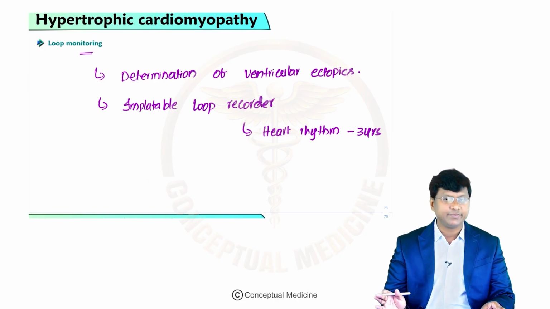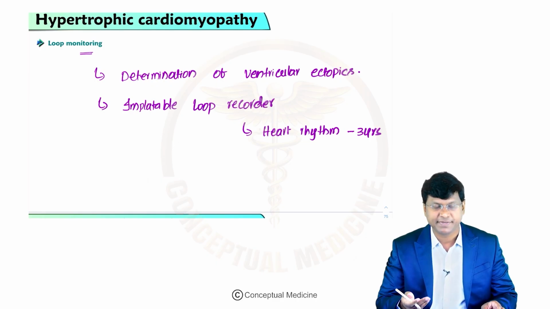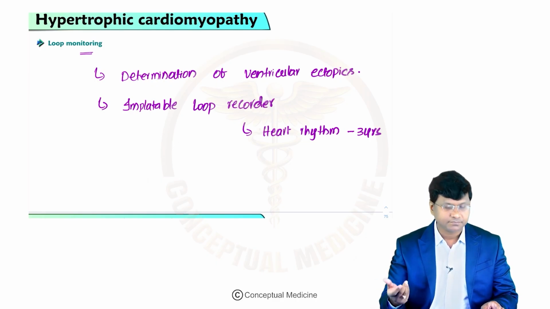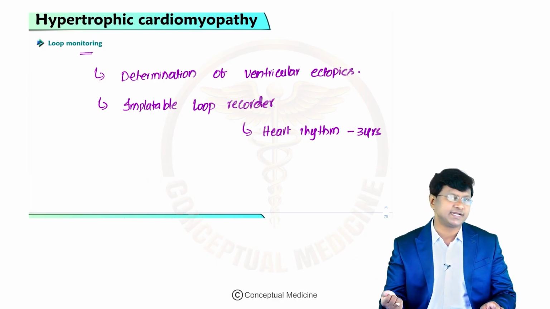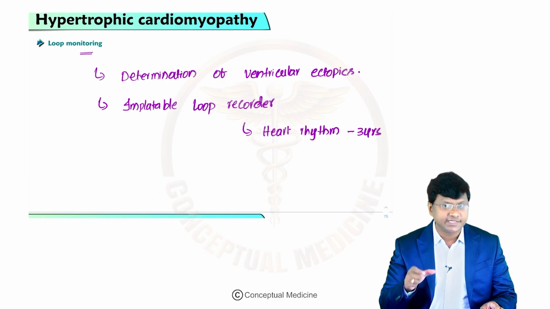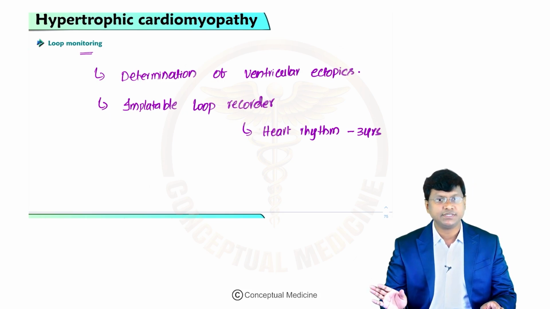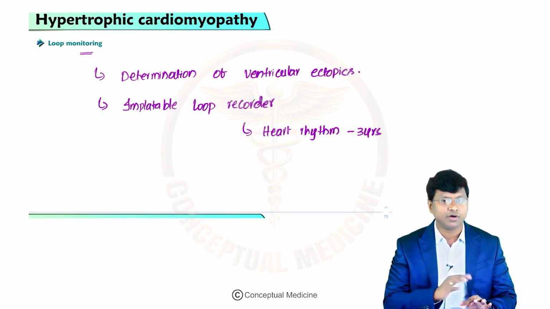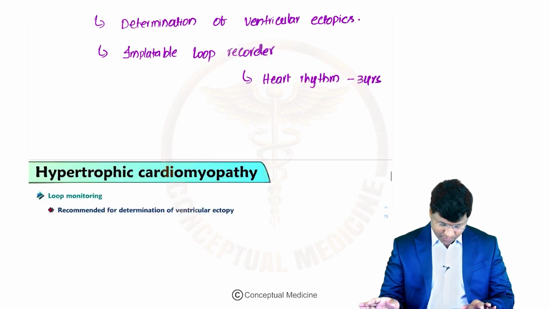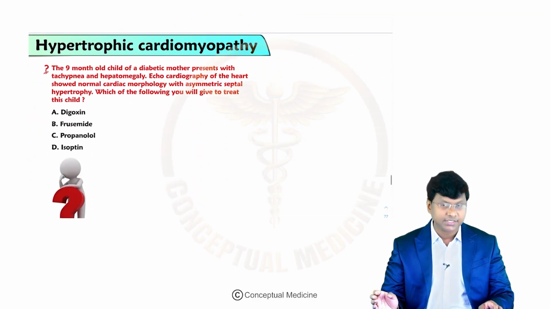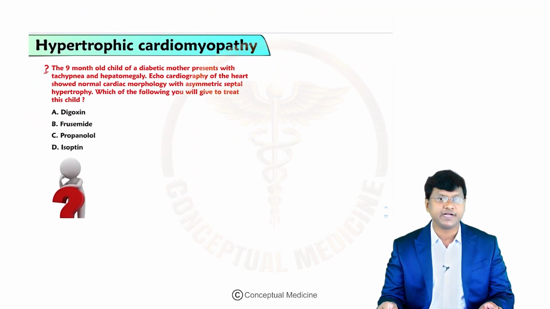Okay, so that is the advantage of the loop monitoring, because these patients with hypertrophic cardiomyopathy are more prone to arrhythmias and sudden cardiac death. So in order to monitor the rhythm, this implantable loop recorder is placed beneath the skin of the left side of the chest. Now, after having discussed the investigations in hypertrophic cardiomyopathy, let me discuss the treatment part.